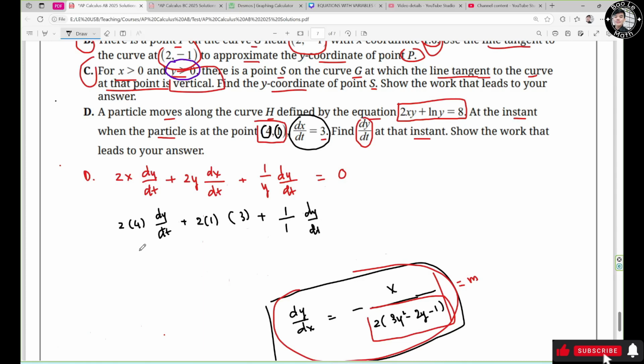Now we're going to simplify this one. So 2 times 4 equals 8, right? And then you need to combine this one right here, 1 right here. So it could be 9 dy over dt. This one equals 0, right? 2 times 1 times 3 is going to be 6, right? Subtract 6 both sides, so it could be negative 6, right? So dy over dt equals negative 6 divided by 9. Now we're going to simplify this one. It's going to be negative 2/3, right?